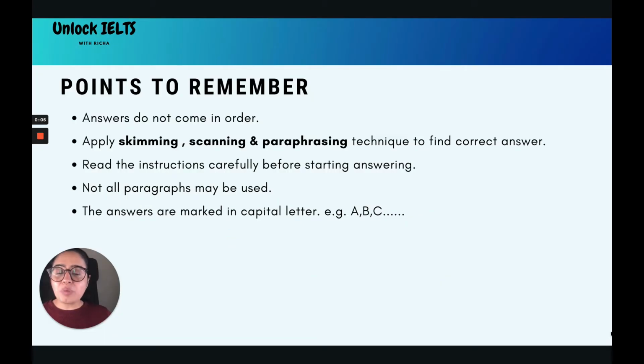Now what are the key points which you need to remember in case of this type of question? First of all, answers do not come in order. That means the order of the statements given in the question won't be the same as the information given in the passage. Then, you need to apply the skimming, scanning and paraphrasing technique in order to find the correct answer. Most importantly, you need to read the instructions carefully before starting answering the questions.